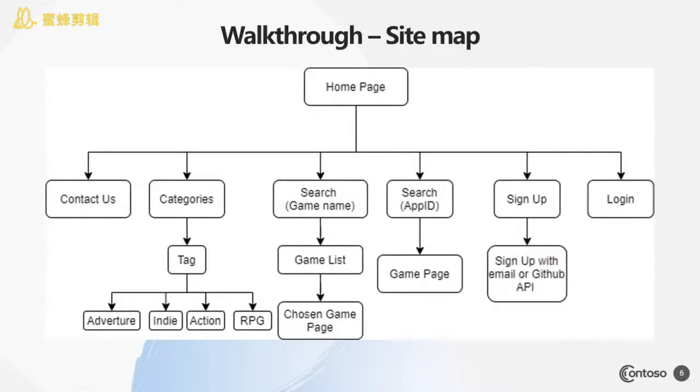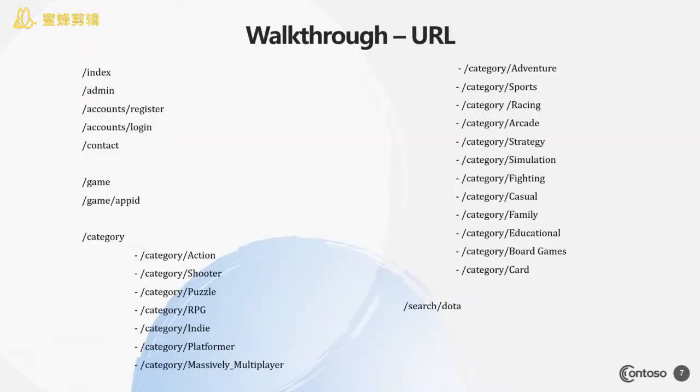And here is a walkthrough of the sitemap. We have changed the categories to more text, and we add the function of searching by name and ID. Our URLs, similarly to the sitemap, we have removed something and added something. We have mostly finished our design.